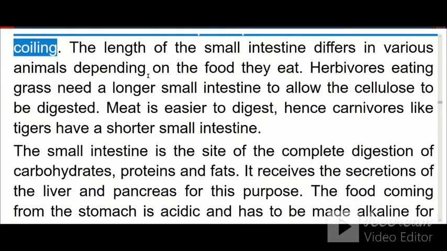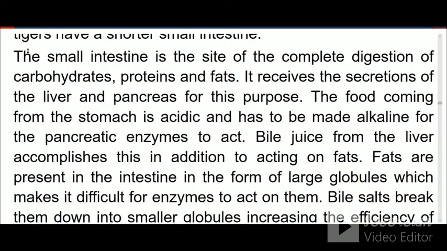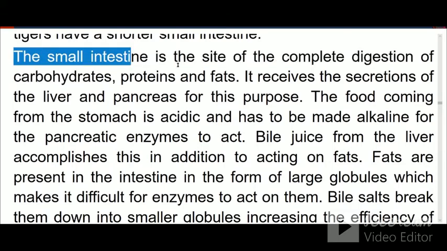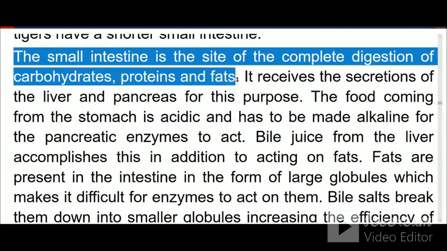So herbivores need to digest the cellulose for a long time. It cannot be digested easily. So they have a longer small intestine. While the carnivores have a shorter small intestine because meat is easier to digest. Here also the important part is that the small intestine is the site of the complete digestion of carbohydrate, protein and fat. So everything that is left over in the food is mostly digested in the small intestine.